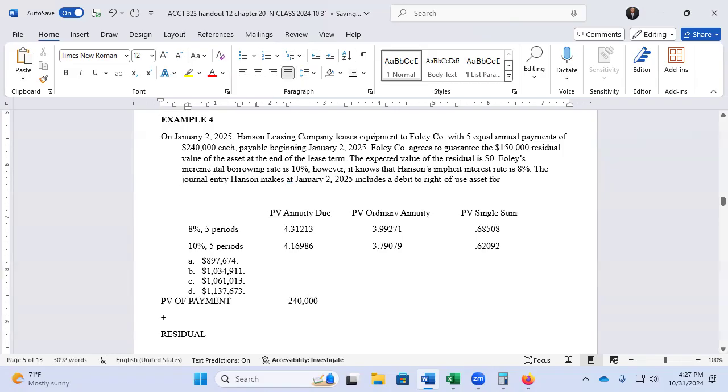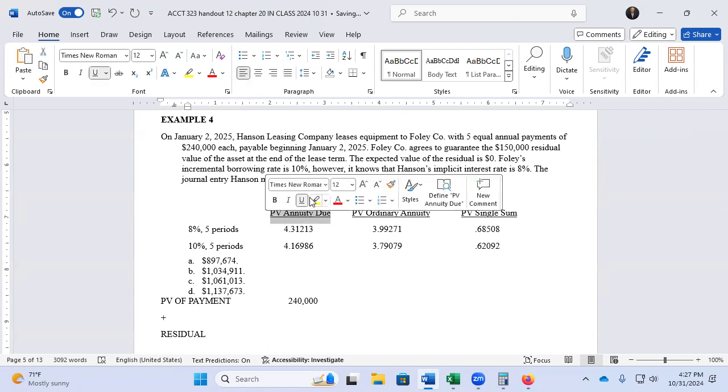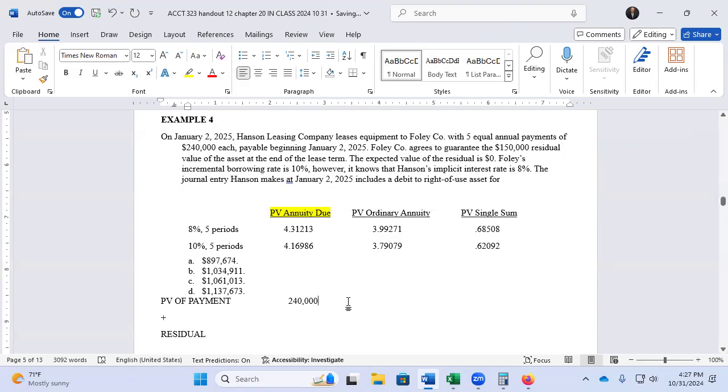And we have to find out when do the payments start? Okay, beginning January 2, 2025. So this is an annuity due. And so we're going to multiply. It notes Hanson's rate, so we're going to use 8%.